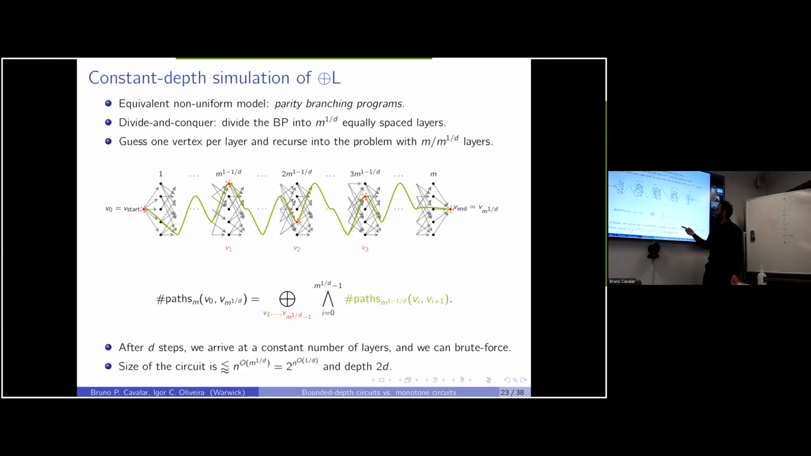The size of the circuit is going to be roughly the number of choices you have of vertices. And that's like n per layer and n^(1/d) number of layers, and that's 2 to the n to the 1 over d. So if you don't care about how big d is, as long as it's constant, that's very small. Any questions?